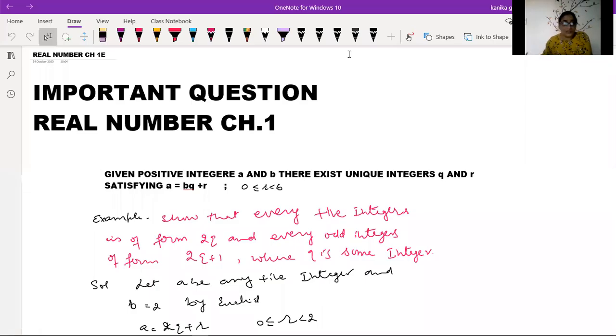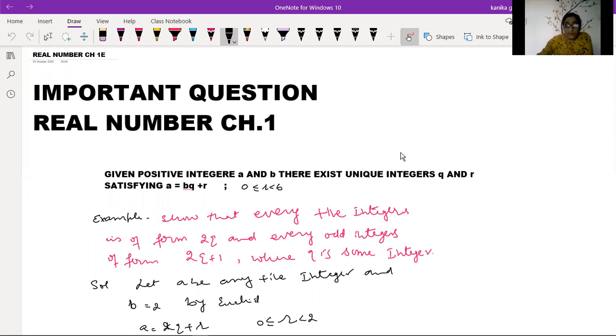हेलो स्टूडेंट्स। आज हमारा टॉपिक है कुछ इंपॉर्टेंट क्वेश्चन चैप्टर रियल नंबर क्लास 10th। Now in our question number 1 is, first of all you have to find the Euclid division algorithm. So what is the Euclid division algorithm? We have given a positive integer a and b. There exists a unique integer q and r satisfying a is equal to bq plus r, where 0 is less than or equal to r is less than b. That is the Euclid division algorithm.